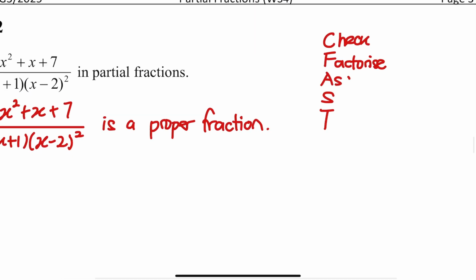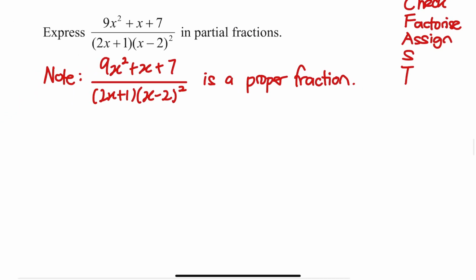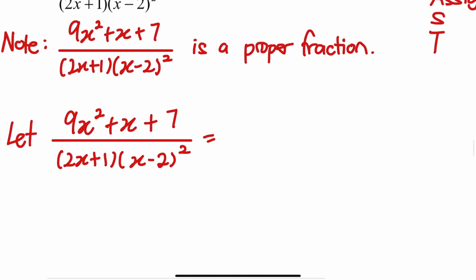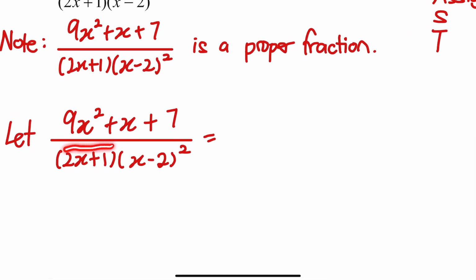Next step, assign. Assign what? Assign partial fractions. So now I check the denominator. So I will write let 9x squared plus x plus 7 over 2x plus 1 times x minus 2 the whole thing square be equals to, then now I assign the partial fraction by looking at the denominator. Here I have one linear factor. So based on this linear factor, I'll get a over 2x plus 1.